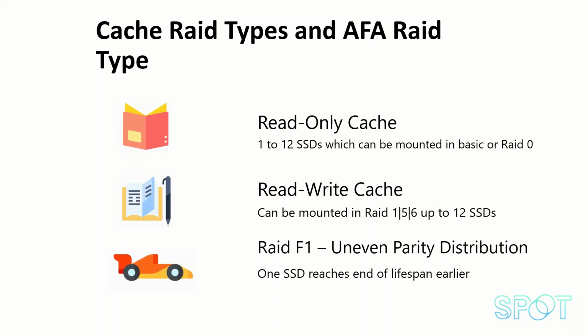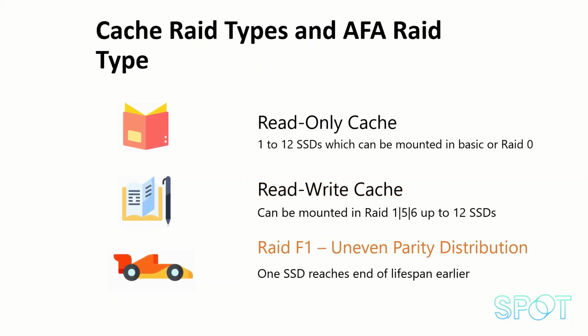So in terms of different cache array types and all-flash array types, a read-only cache can be created with up to 12 SSDs and can be configured in either a basic or RAID 0 configuration. As I said earlier, this is used for things like document stores, where you are simply reading the files. The read-write cache can be mounted in either RAID 1, as I demonstrated earlier, RAID 5 or 6, and again can use up to 12 SSDs in the array, and this helps speed up database queries.